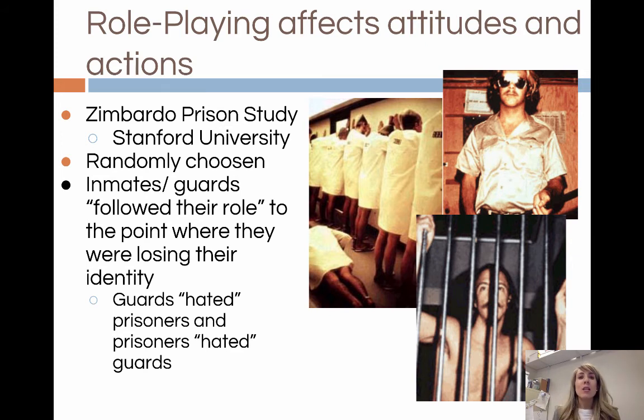And he found that literally within 24 hours people had taken on their role. The guards hated the prisoners and were trying to think about ways to hurt them or embarrass them and make them do things like push-ups and jumping jacks in the middle of the night. And the prisoners already hated the guards, and they were trying to organize against them. Neither of these things is true. They weren't prisoners or guards. But they totally just took on the role, and it changed their actions, and then it changed their attitudes.